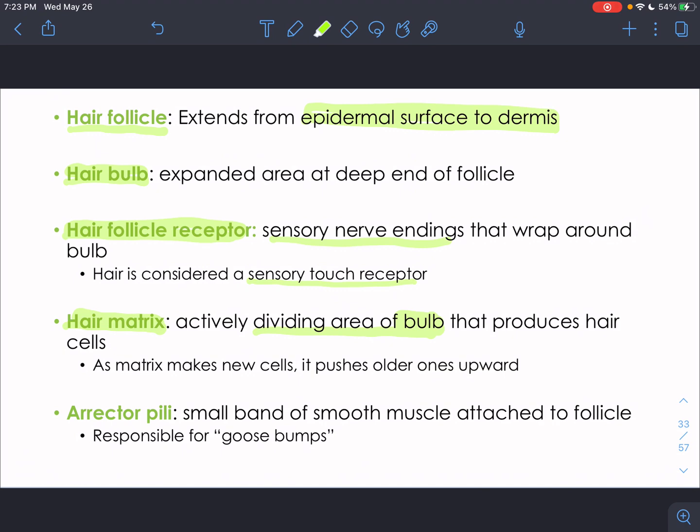Okay, so as the matrix is making new cells, it pushes the older ones upward, and that's what's causing the hair to grow. Okay, and then my favorite hair structure is the arrector pili muscle. So it's a small band of smooth muscle that is attached to your hair follicle. Every hair follicle has a little muscle attached to it, and it's what's responsible for creating goosebumps.